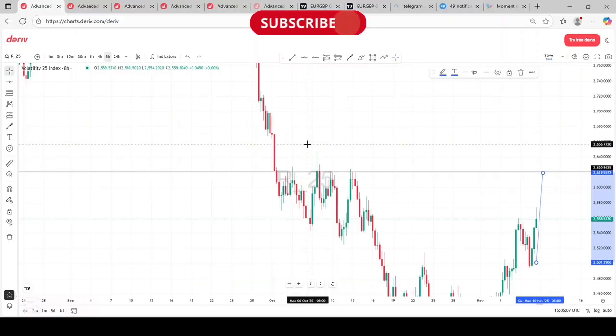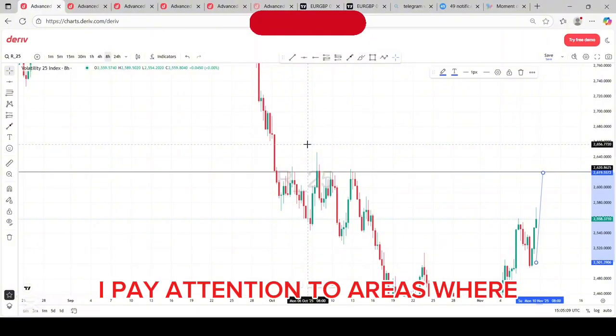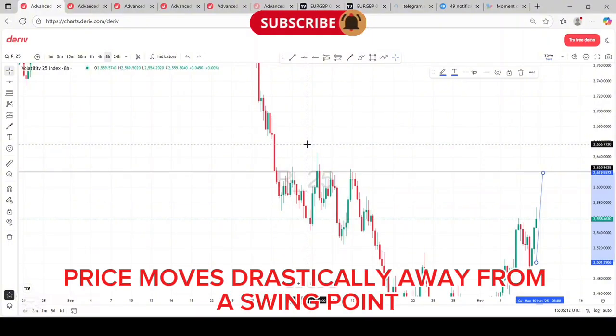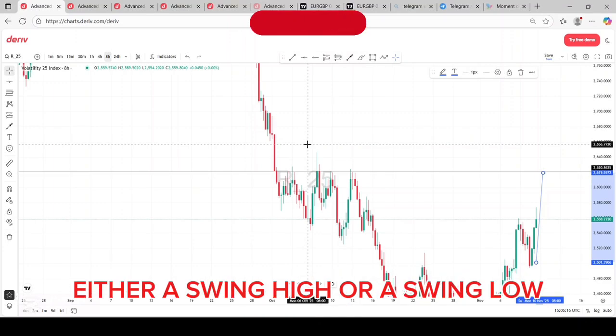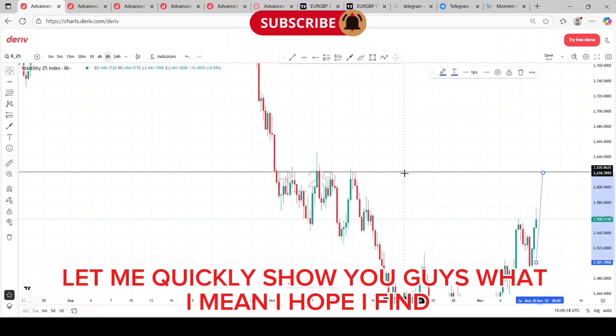Number two, I pay attention to areas where price moves drastically away from a swing point, either a swing high or a swing low. Let me quickly show you guys what I mean.